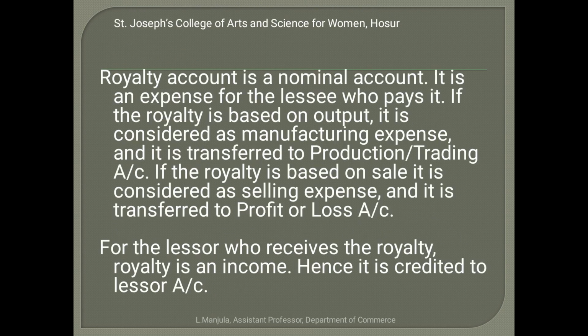Royalty account is a nominal account. It is an expense for the lessee who pays it. If the royalty is based on output, it is considered a manufacturing expense and it is transferred to the production or trading account. If the royalty is based on sale, it is considered a selling expense and it is transferred to the profit and loss account. For the leaser who receives the royalty, royalty is an income, hence it is credited to the leaser account.